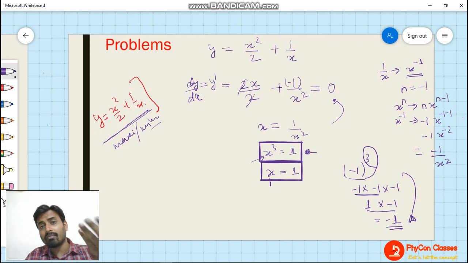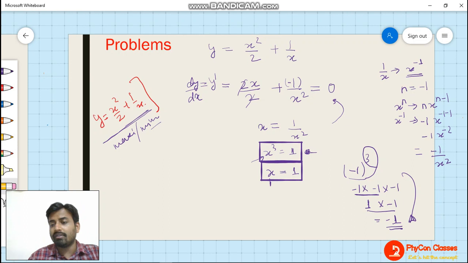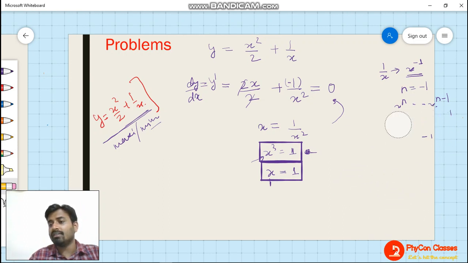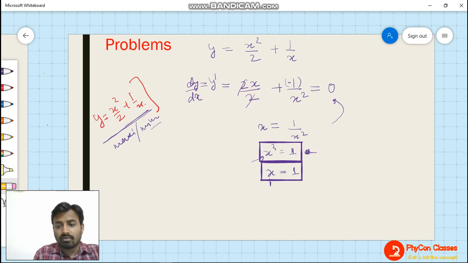Because the cube of minus 1 is minus 1 itself. It's not plus 1. So for that, x should always be plus 1. So here x will be equal to 1. Now just find out the second derivative. Why do we need to find out the second derivative, tell me? So that we'll be able to find out whether the function is maxima or minima. Understand? So let us find out.